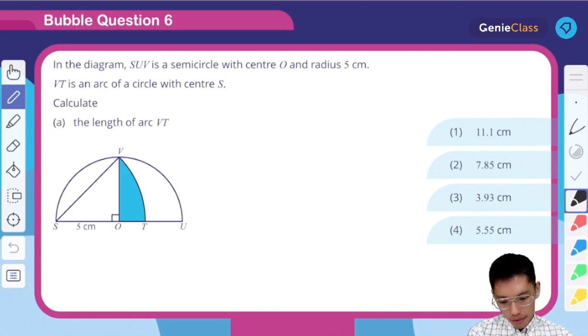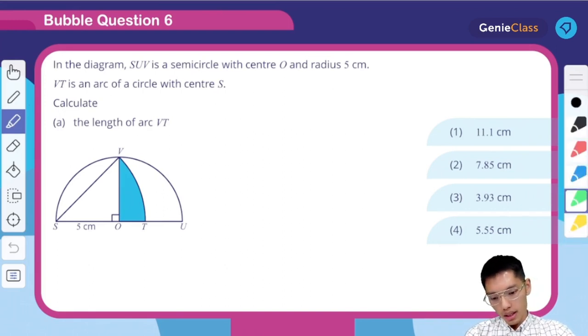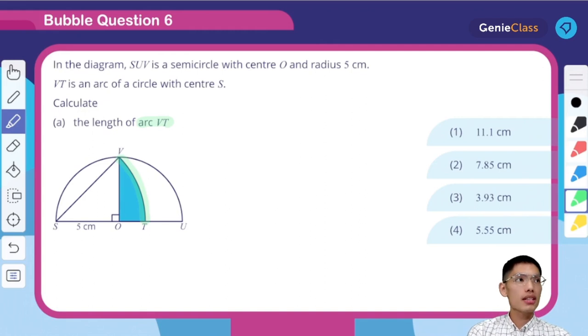Alright, look carefully. I'm finding the arc of VT. So what is the arc of VT? This one requires some thinking, so take a look very carefully over here. A lot of information. What is required? So to find the arc of VT, what is it? This is my arc. So what do we need to find? 1 minute and 20 seconds left. I'm seeing all the answers coming up.